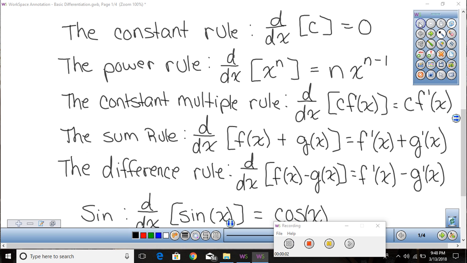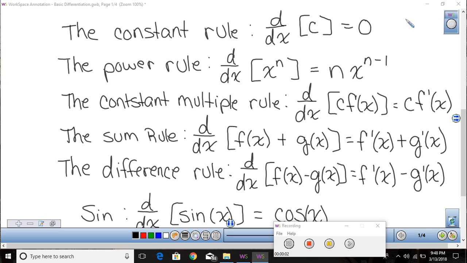Alright, so you've got the constant rule. Remember, a constant is just something that doesn't have a variable attached to it. So if I take the derivative of a constant, it's just 0. Then you have the power rule that says, if I have a number raised to a power, I can pull that power to the front, just like I did here, and then decrease the power by 1. Alright, you will use that a lot.